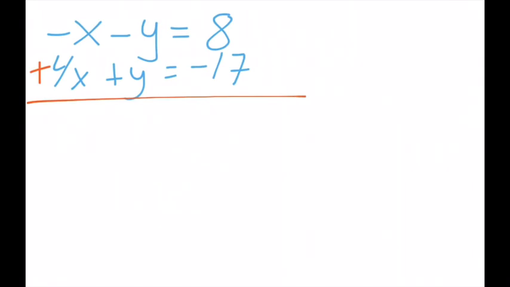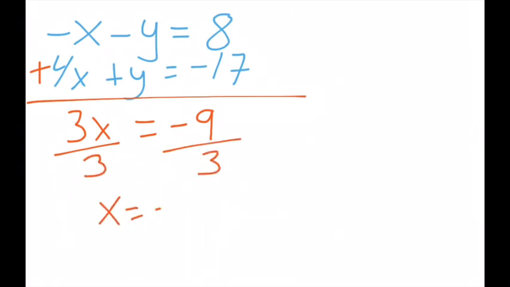Now we're going to add them together. I have a negative x plus 4x, which is 3x. I have a negative y plus y, which is 0, equals 8 plus a negative 17, which is a negative 9. I'm going to divide both sides by 3 to get x by itself, and x equals negative 3. So I know that x value is negative 3. Actually, we're not even doing an ordered pair because it's just first and second number. So I know that the first number is negative 3.